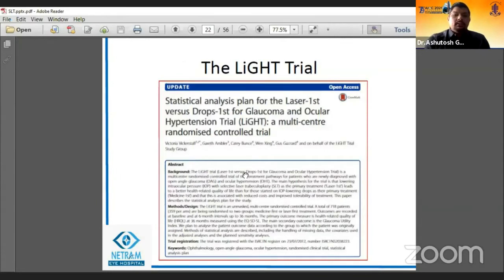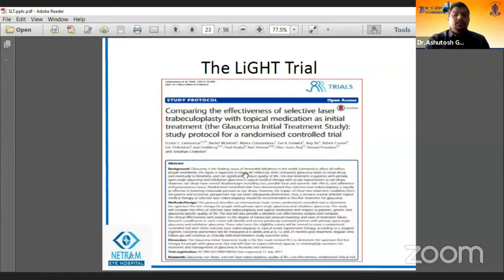One more study was done by the LiGHT group, and they concluded that if a patient had failed in the initial 18 months, a repeat SLT had a better effect than the primary SLT. The reduction was 1 millimeter more than in the primary SLT setting. They also observed that visual field progression was reduced in SLT patients and better controlled.